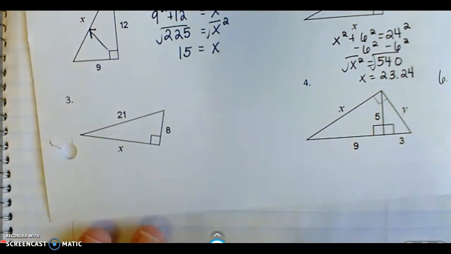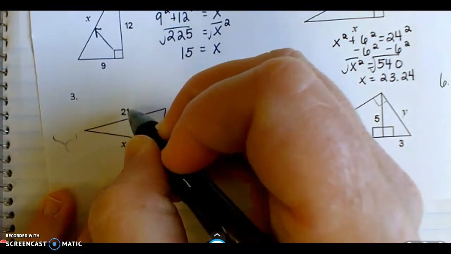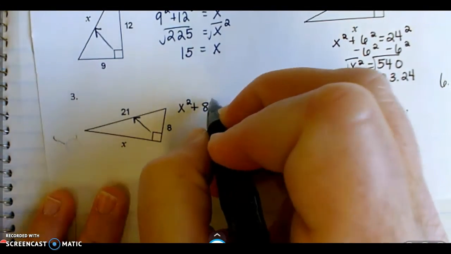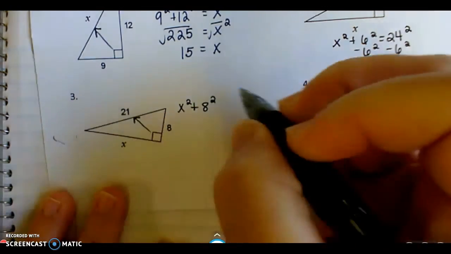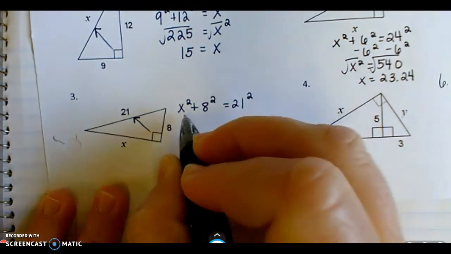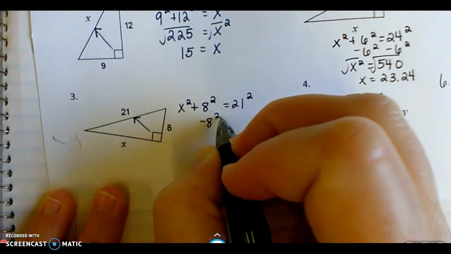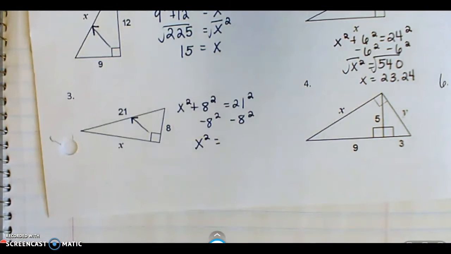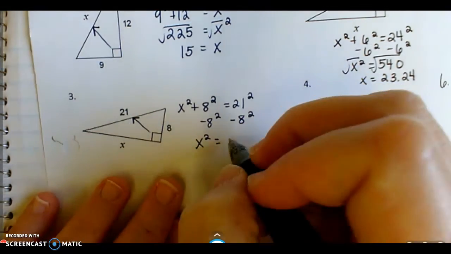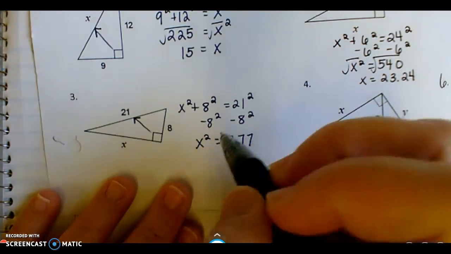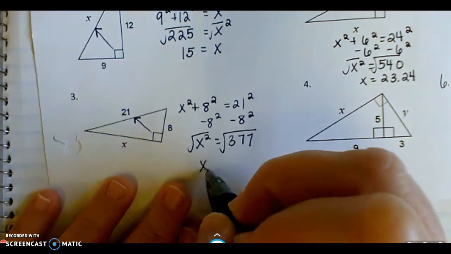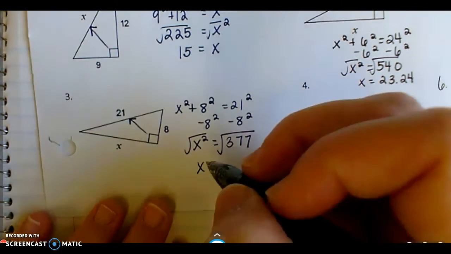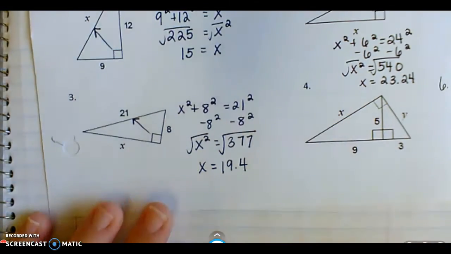Okay, number 3. Across from the 90 is the hypotenuse, so that's the C. This must be A and B. So X squared plus 8 squared equals 21 squared. Again, I want to subtract this 8 squared to get the X by itself. So in my calculator, 21 squared minus 8 squared. Alright, and then take the square root on both sides. So you get 19.4.